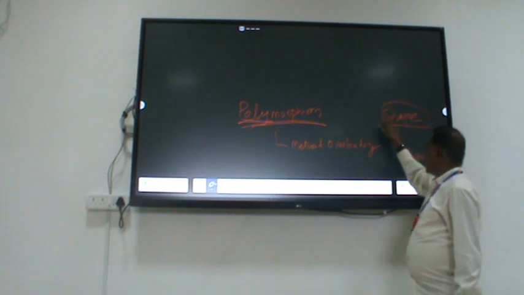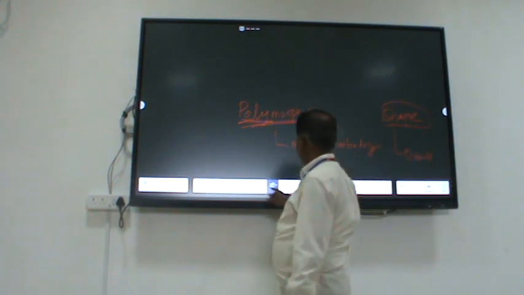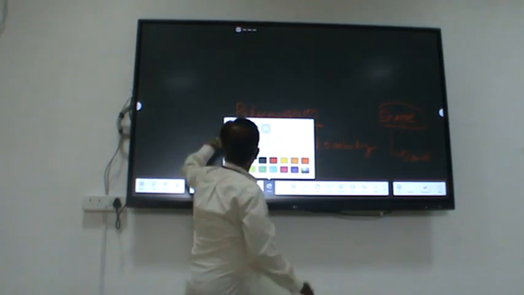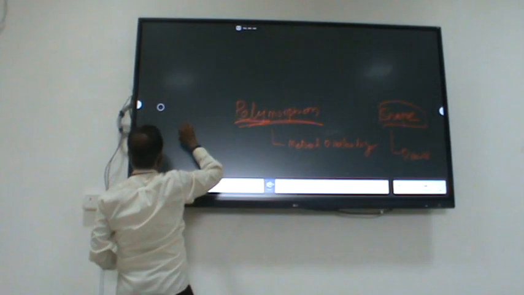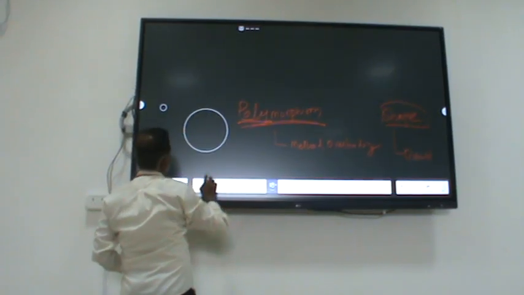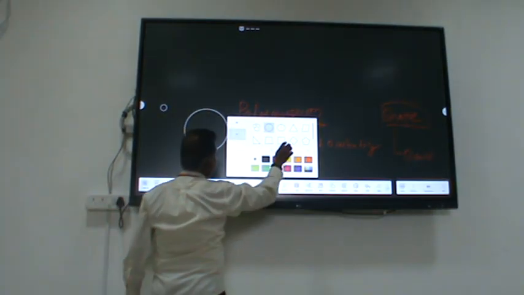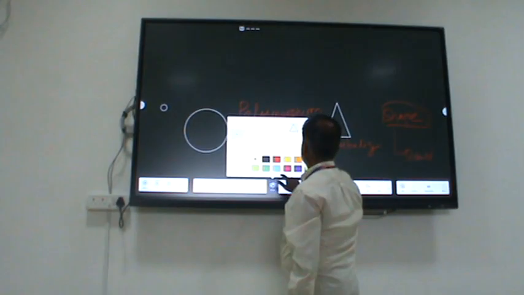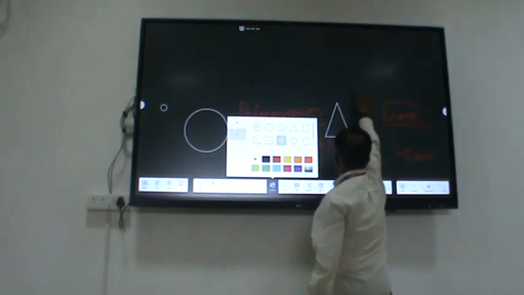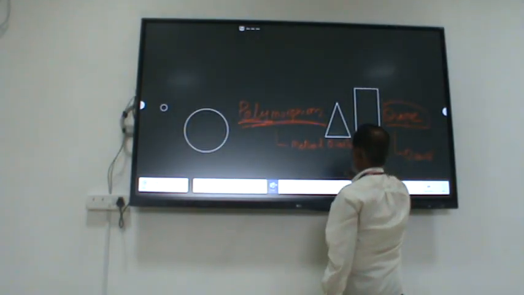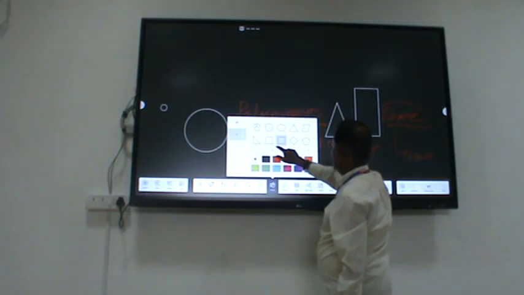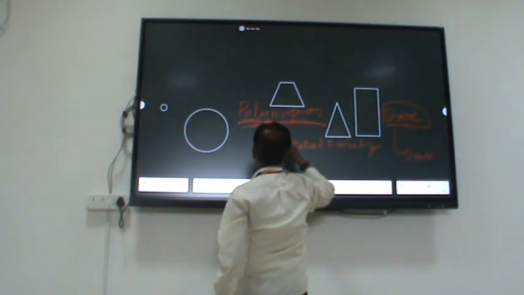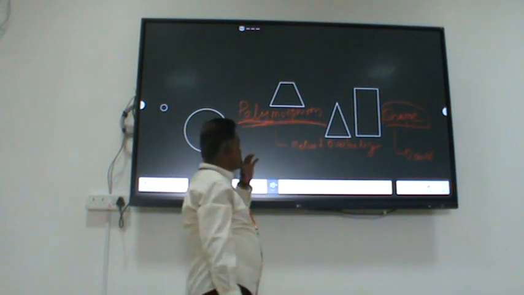You know there are different shapes. Even here we have a lot of shapes. You see there is a circle, and there is a triangle. There is a rectangle. There is a parallelogram. So these are all different shapes.